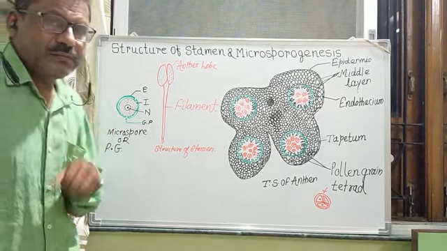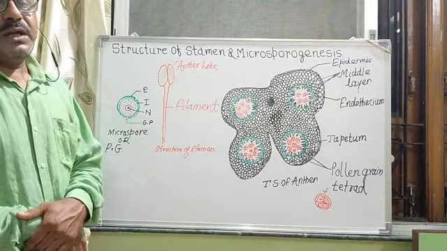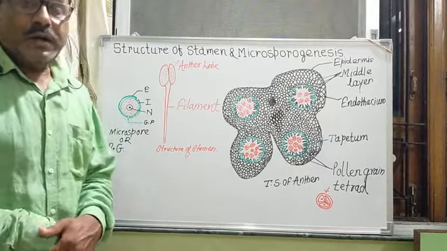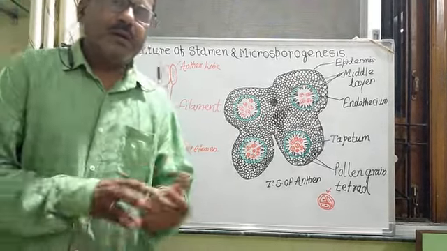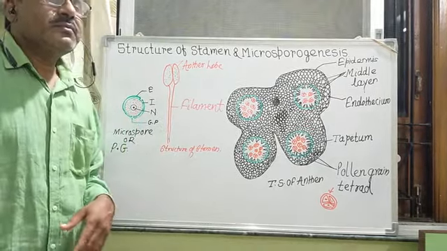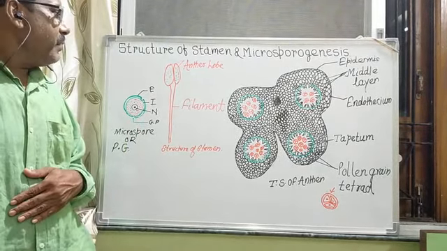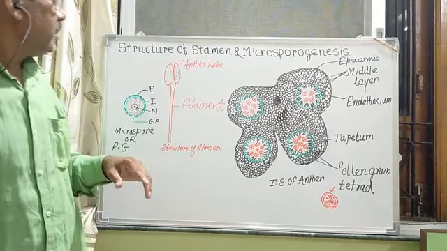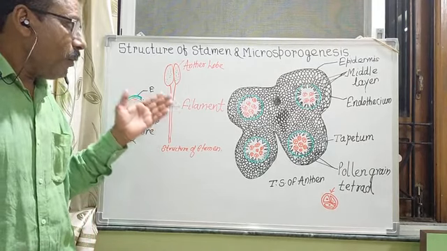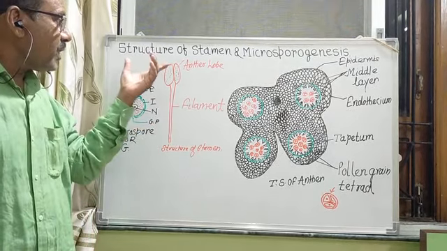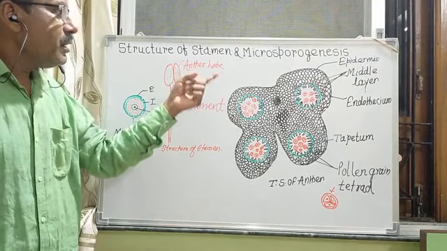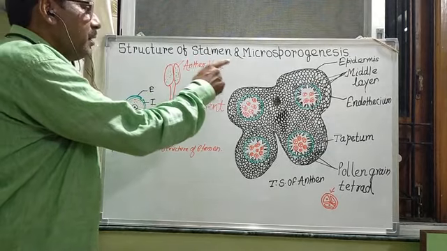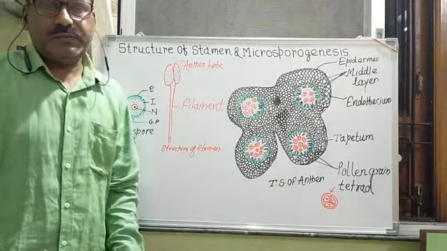So in second year, in third semester, there are two papers. Botany first, that is reproductive biology of angiosperm, is taken by me, and in this lecture we start with unit number 1, point number 1: structure of stamen and microsporogenesis.